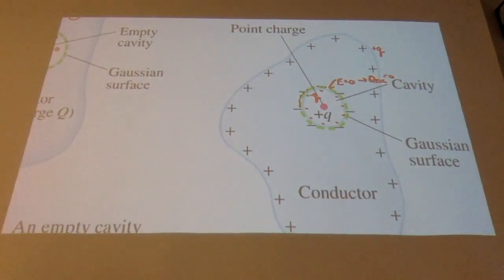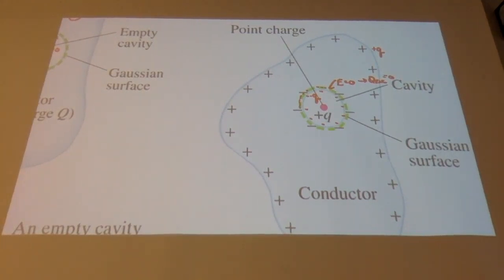Yeah? So did the conductor become polarized? You can think of it as polarized in a way. It's kind of like, I don't know, like radially polarized, like there's charge on the inside, charge on the outside. But yeah, you can think of it like that.